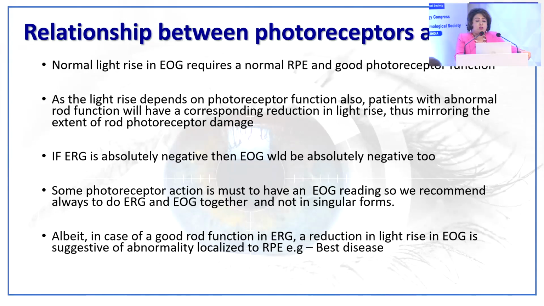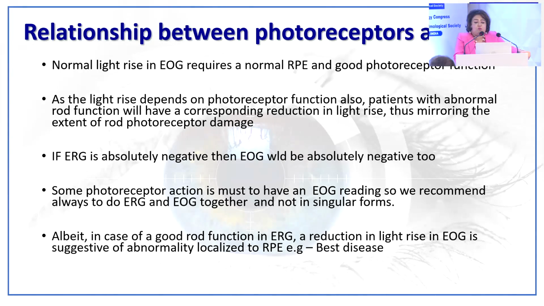This is the relationship. The normal light rise in EOG requires a normal RPE and good photoreceptor function. As the light rise depends on photoreceptor function also, patients with abnormal rod function will have a corresponding reduction in the light rise, thus mirroring the extent of rod photoreceptor damage. If ERG is absolutely negative, then EOG would be absolutely negative too. Some photoreceptor action is a must to have an EOG reading. So we recommend always doing ERG and EOG together.